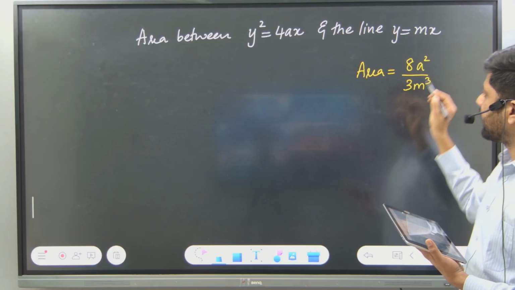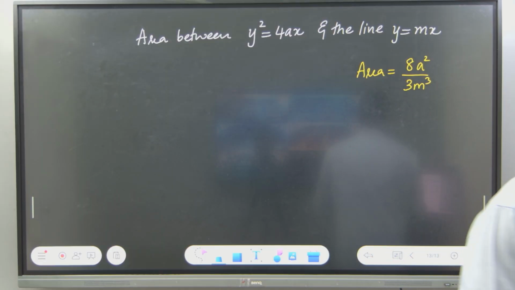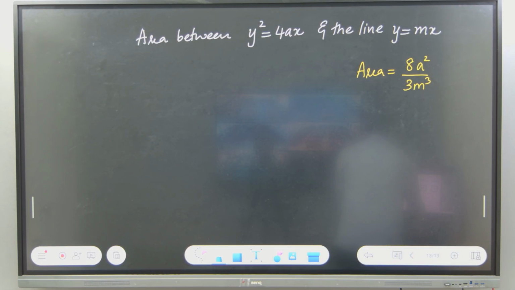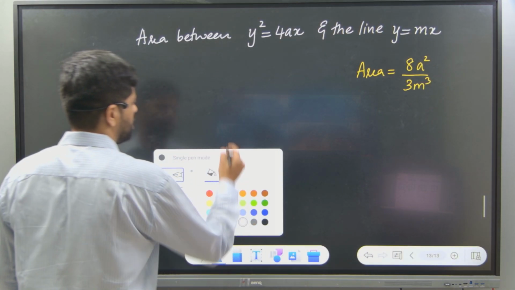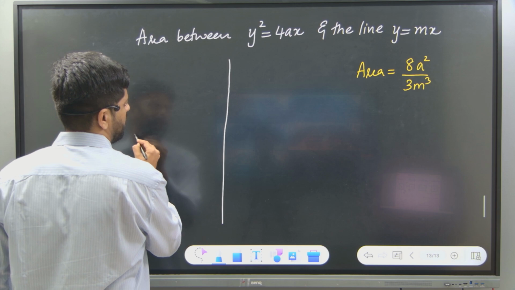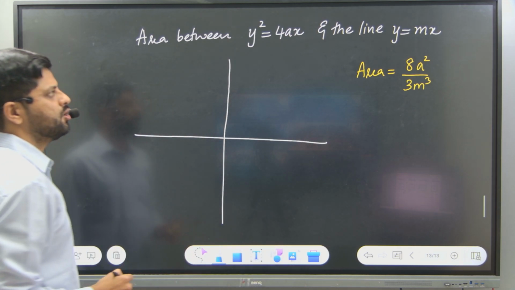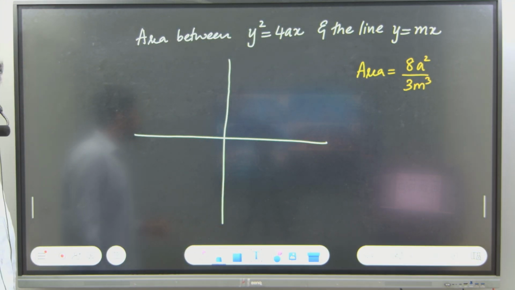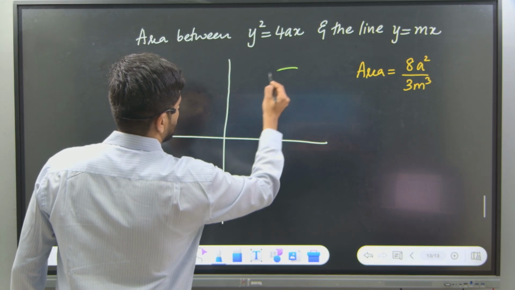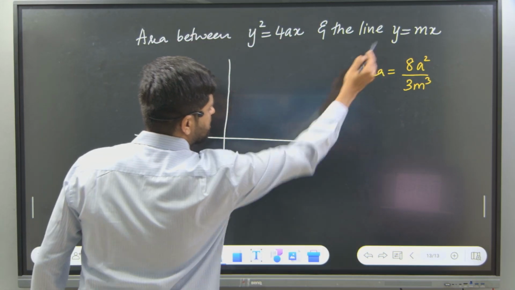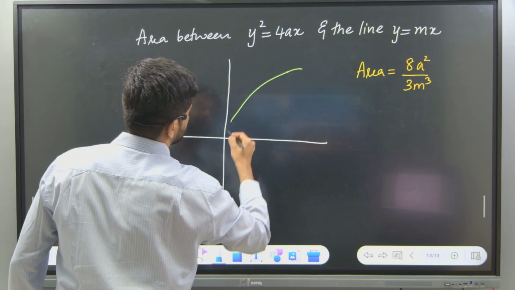First we will understand the diagram. So y square is equal to 4ax. U-shaped parabola or C-shaped parabola? U or C? What's the shape? C-shape. Very good. Can anyone tell me anything special about the line y is equal to mx?